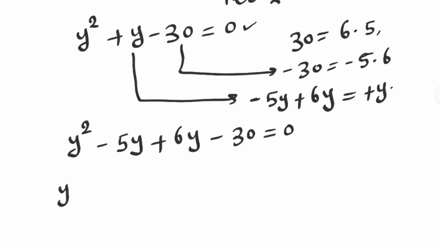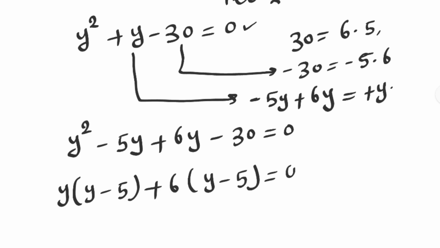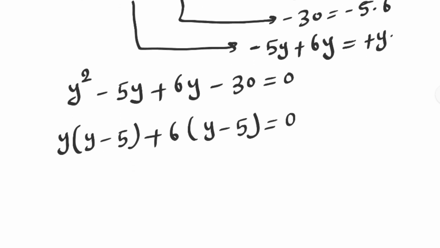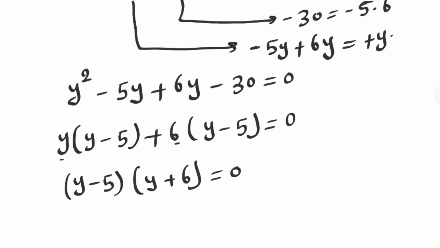This is y bracket y minus 5 plus 6 bracket y minus 5 is equal to 0. y minus 5 is common. We have y minus 5 bracket y plus 6 is equal to 0.